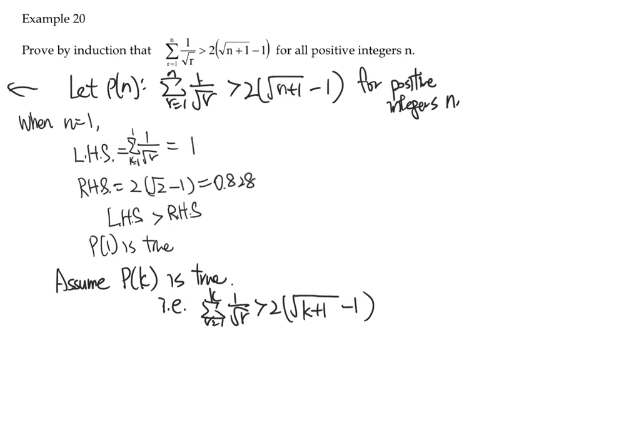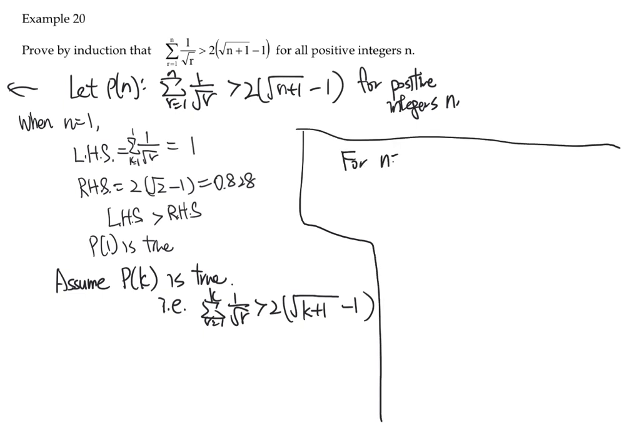And now we have to prove for n equals k plus 1. I will write it on the right hand side because there is more space here. So for n equals k plus 1, we won't calculate the left hand side and right hand side separately, just like when n equals 1. Instead, we will calculate the summation of r from 1 to k plus 1, 1 over square root r, minus 2 times the bracket square root k plus 2 minus 1. Why do we calculate this one?